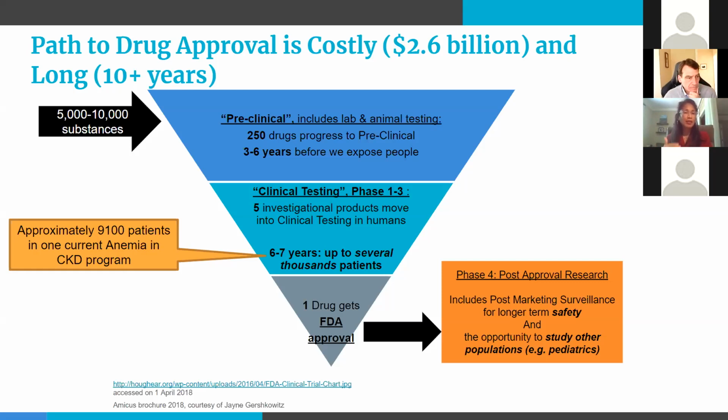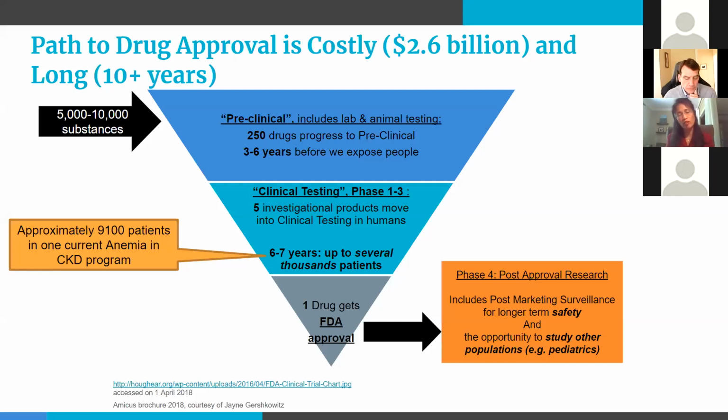And so by the time you're testing patients, then you enter clinical testing there in the middle. And this is where we talk about phase one, two, and three testing. And really from those 5,000 to 10,000 substances, maybe only five investigational products will actually move into human testing. This part of clinical testing takes up to 6 to 7 years and will take up to several thousands of patients.